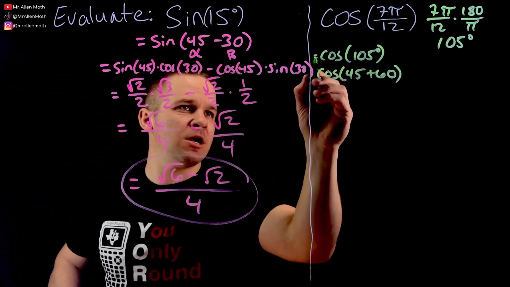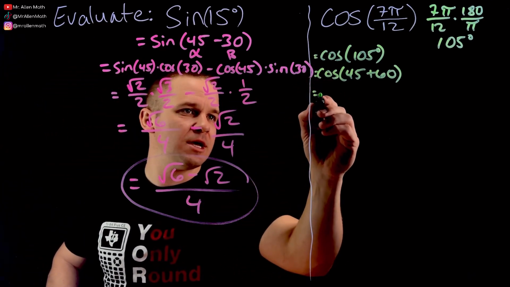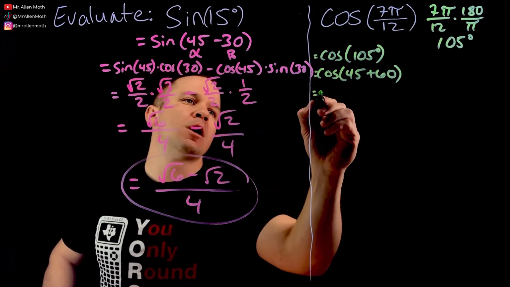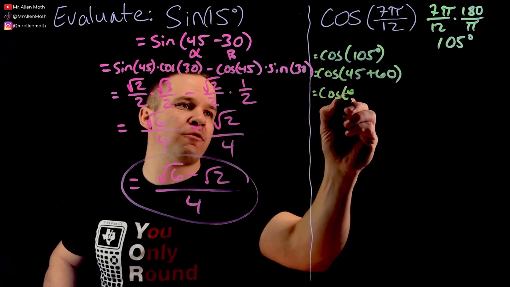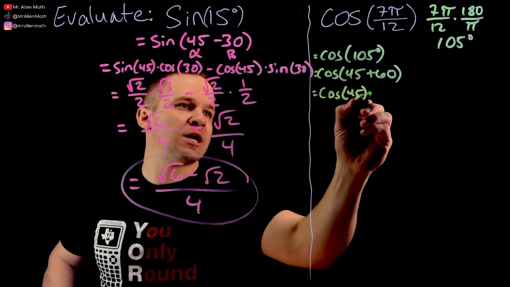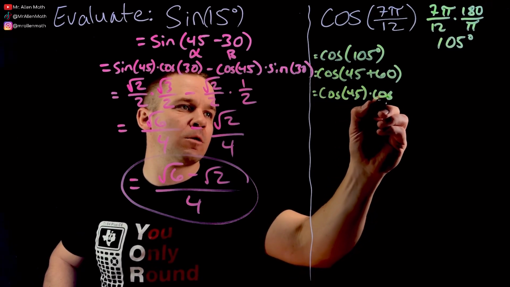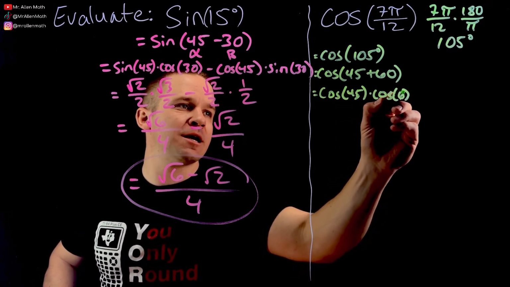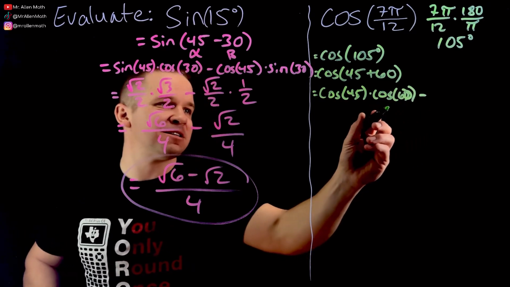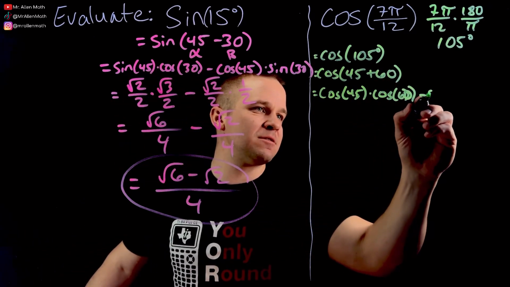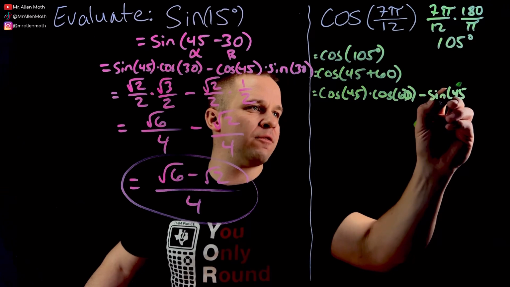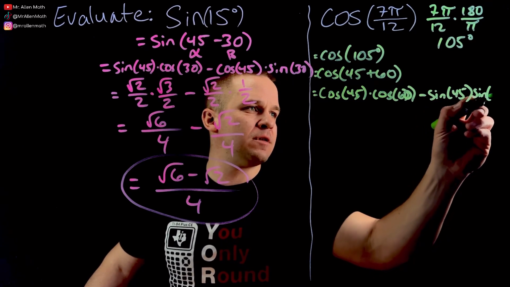So we're going to have, let's see, equals. Got to keep it all tightly packed here. Cosine of my first angle, 45, times cosine of 60, not 6, 60, minus, and then we've got sine of the first and second. So sine of 45, sine of 60.